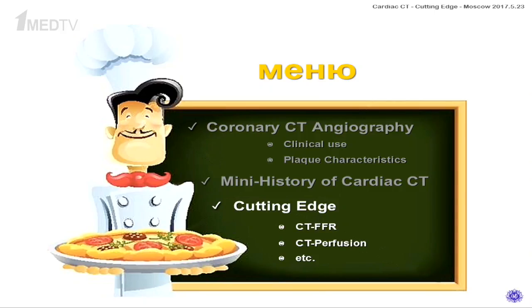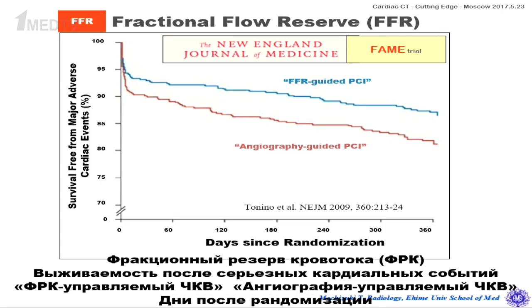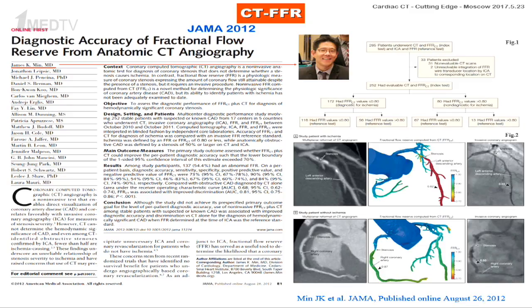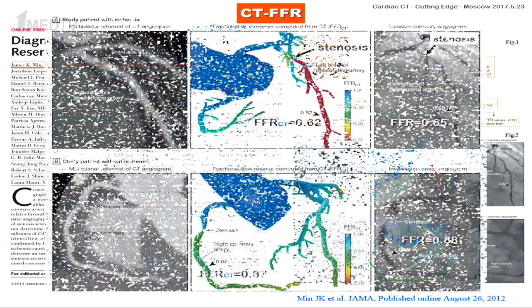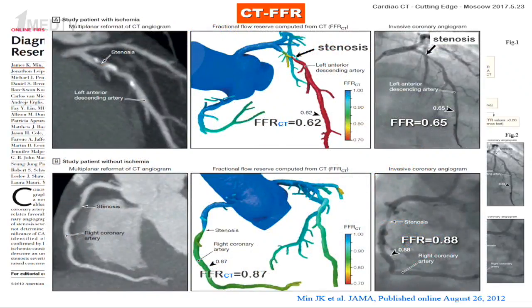So I will talk about the cutting edge. This is the famous paper of the FAME trial. FFR guided PCI, percutaneous coronary intervention, has a better prognosis than the angiography or anatomy guided percutaneous coronary intervention. So this is a very famous paper. The coronary CT can do the FFR assessment like this.